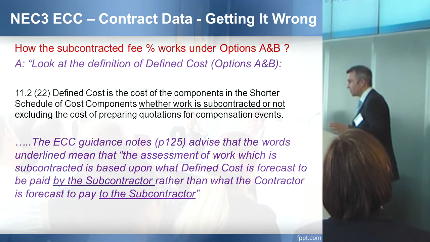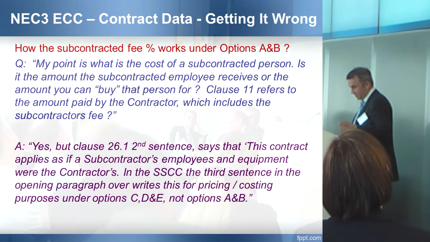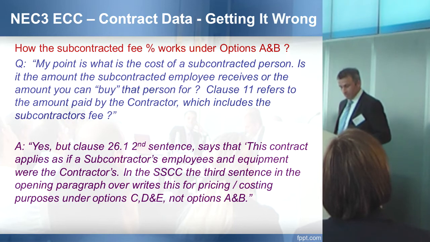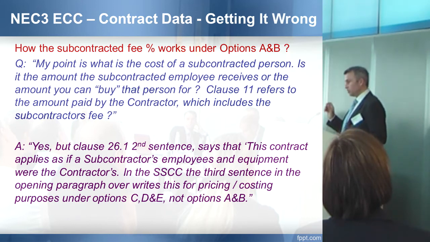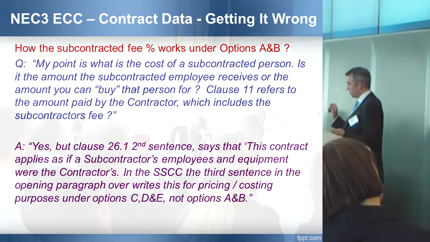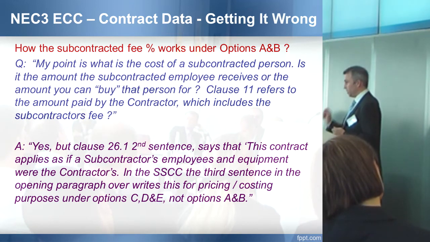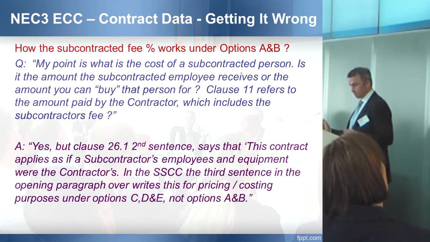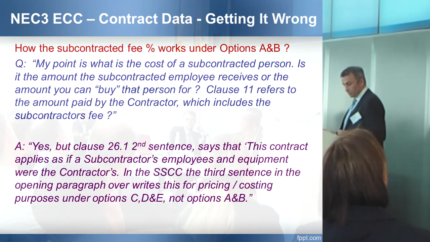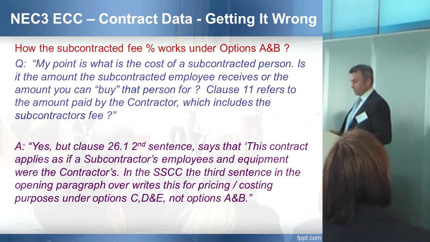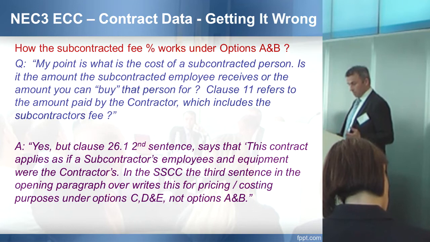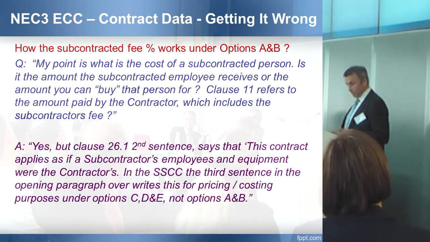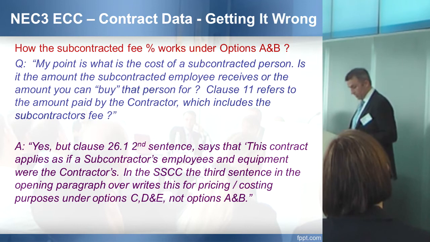Okay? So, all right. So a little bit of silence then. I think there was a 5-minute gap before the next email came in. Not to be beaten, the person who asked the question is, yes, but my point is, what is the cost of a subcontracted person? And let's be clear, the shorter schedule of cost components still expressly talks about the cost of people being included, okay? Is it the amount the subcontracted employee receives, or the amount you can buy that person for as a main contractor? Clause 11 refers to the amount paid by the contractor, which surely includes the subcontractor's fee.